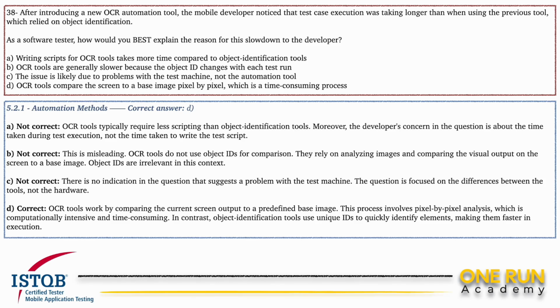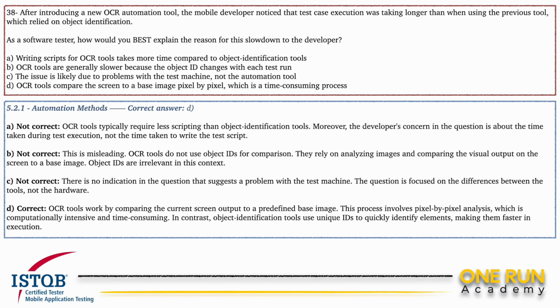Moving to option B, which is a misleading statement. OCR tools do not work by identifying object IDs at all. Instead, OCR tools rely on analyzing the visual content on the screen, meaning they compare images and text, not object IDs. And since object IDs don't play a role in how OCR tools function, this explanation is inaccurate.